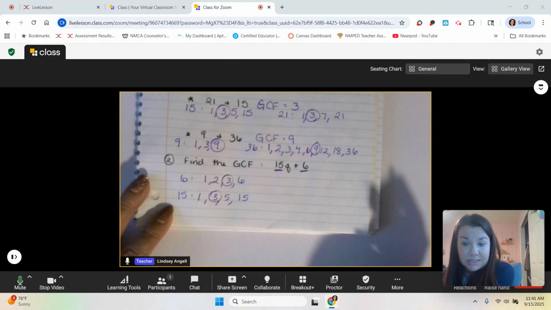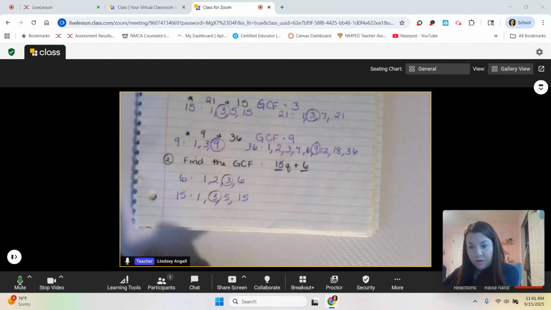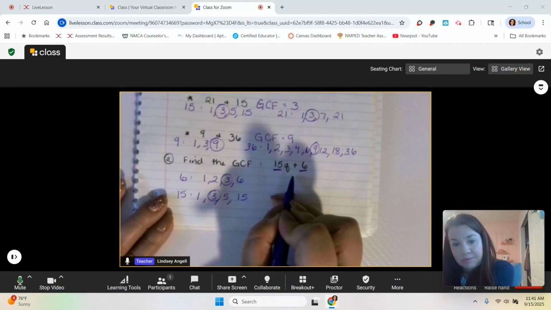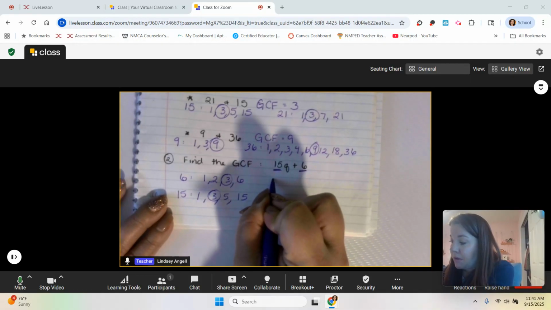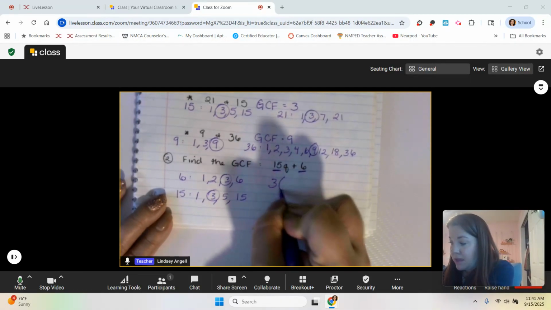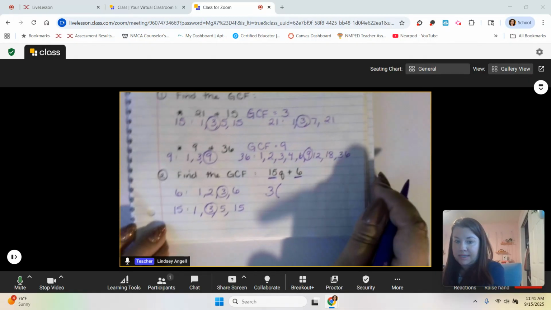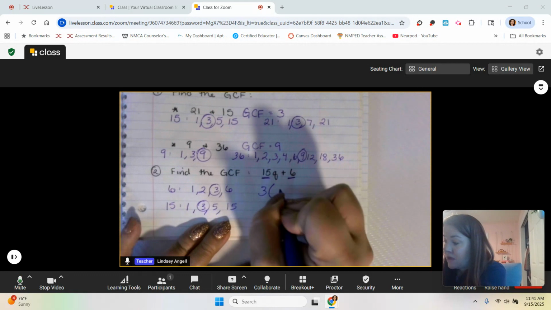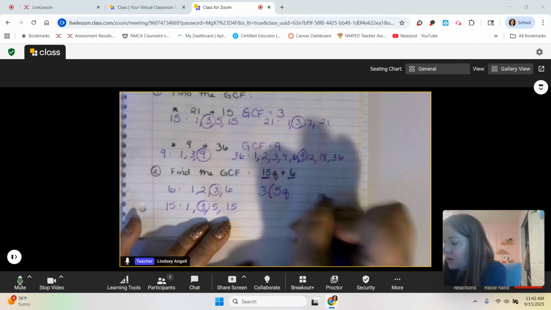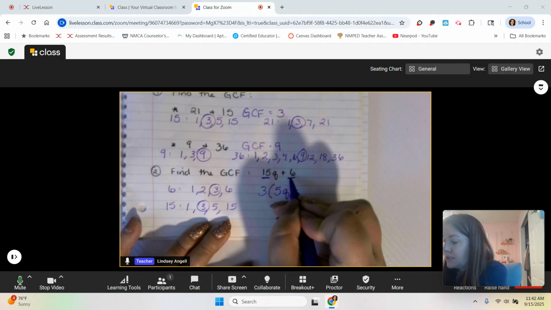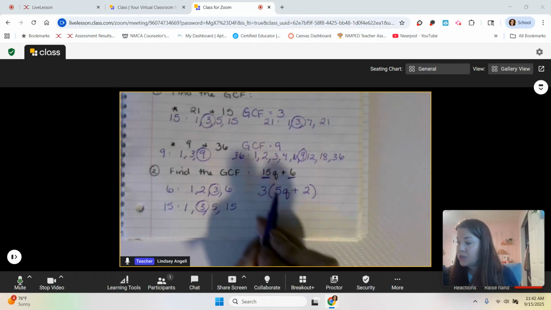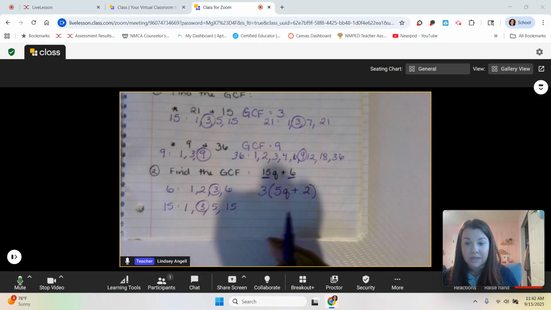But we could take it a step further, because what we're focusing on in this lesson is factoring out values. So because both of these can be divided by 3, I could pull that out. There's my 3. And then write parentheses. Well, 3 times what gets me to 15? 5. So we would say 5q plus, and then 3 times 2 gets me to 6. Okay? So you could do this. This would be called factoring it out.